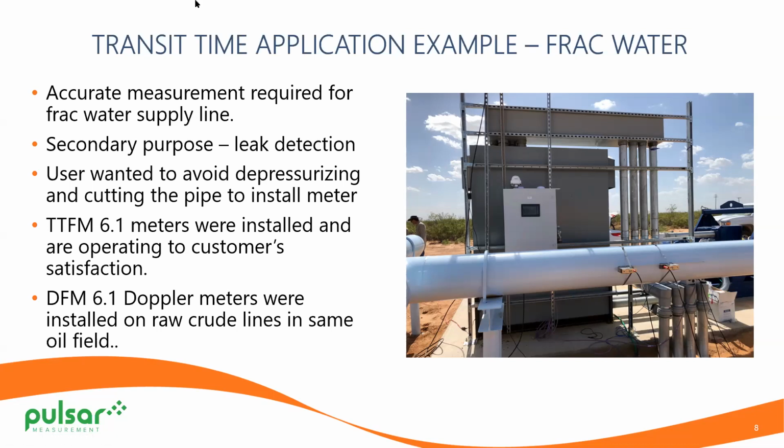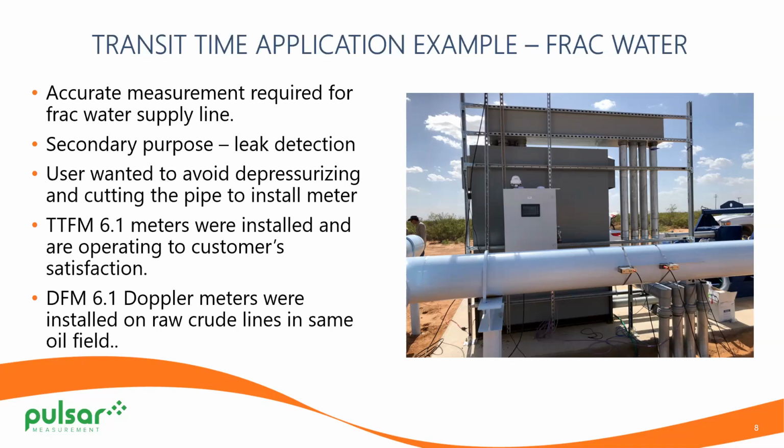So I want to make sure I'm not missing any Q&As as we go along. I see, how do you determine positioning of sensors when clamping on the pipes? So that's just simply determined by pipe size, internal diameter, pipe wall, and also the process fluid.